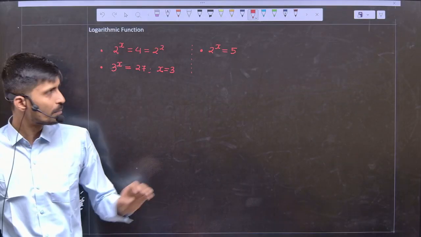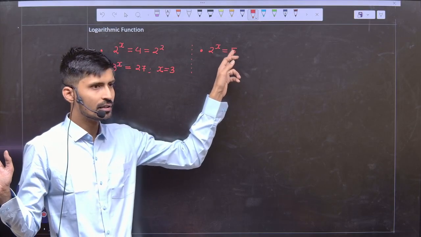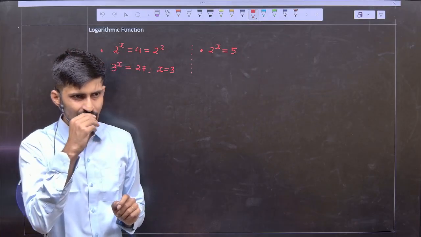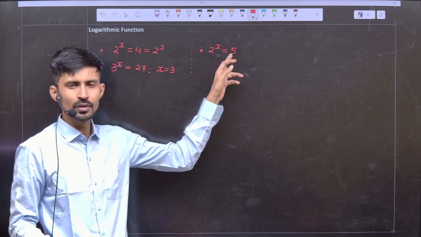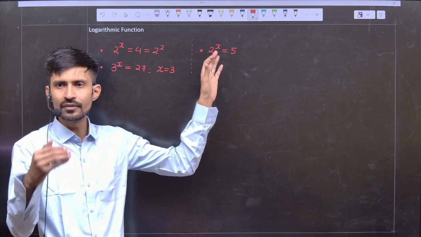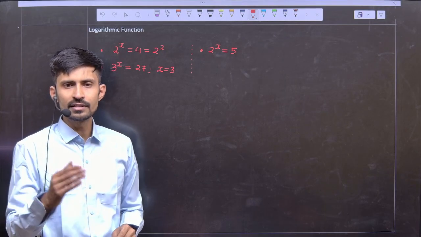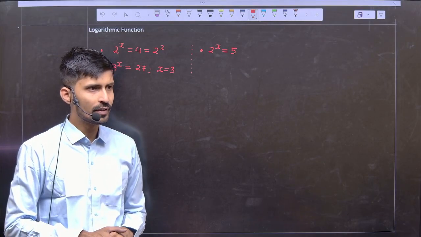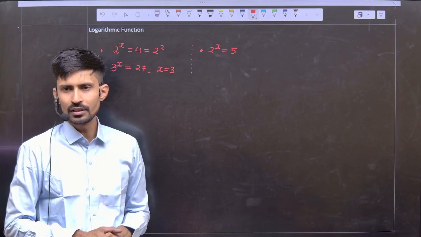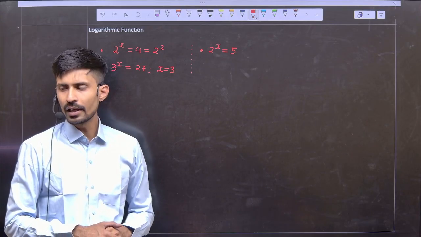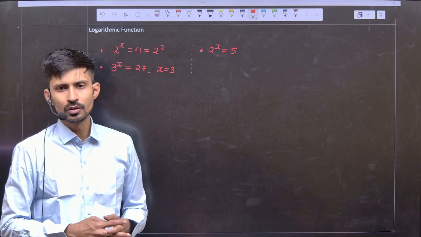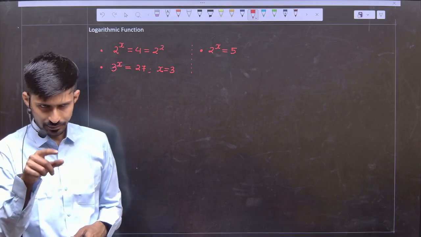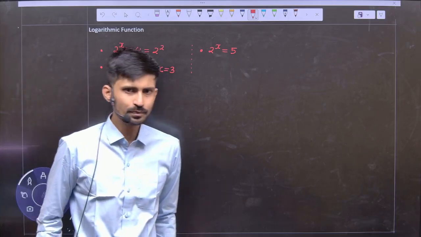If in place of 5 I give you 8, what will you write? 2 cube, and you'll say x is 3. Yes or no? So if I am giving you 5, you will say, sir, I don't know how to write 5 in degree of 2. How to write 16 in degree of 2? 2 power 4. How to write 32 in degree of 2? 2 raised to 5. But how to write 10 in degree of 2? We don't know.